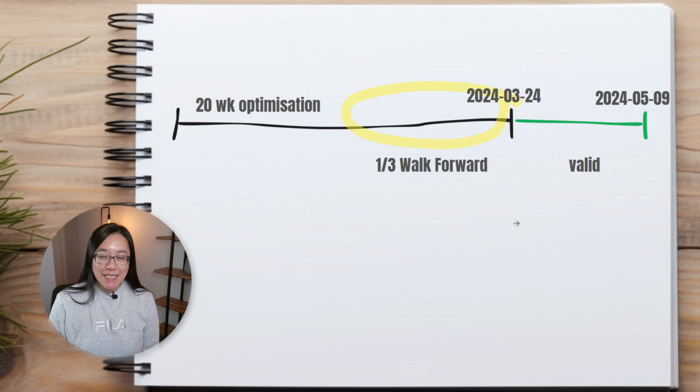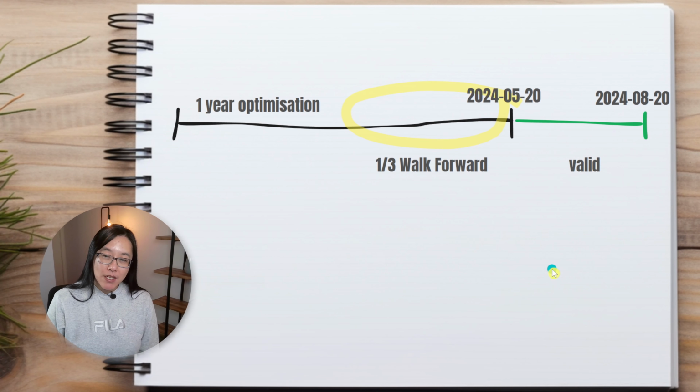The first time I did an optimization with the Portfolio Builder was a 20-week optimization that ended on the 24th of March 2024, and a third of it was walk forward, which means that the set files produced in this process are only valid for about 6 weeks. So that ends on the 9th of May 2024, and today is almost the end of May, so these set files are no longer valid.